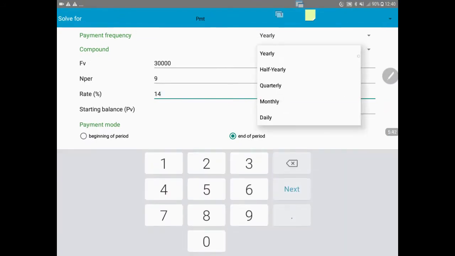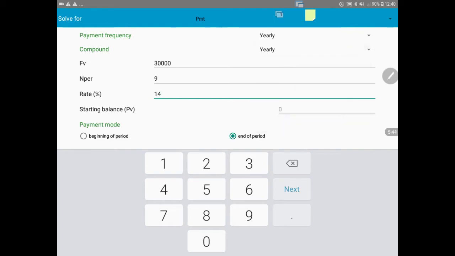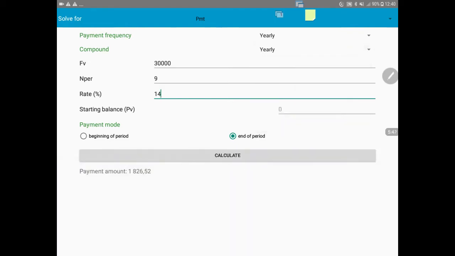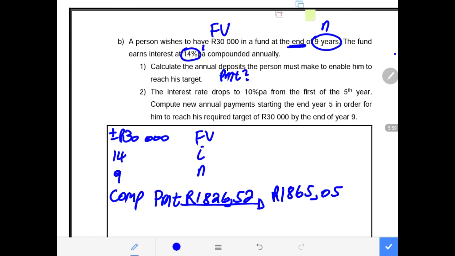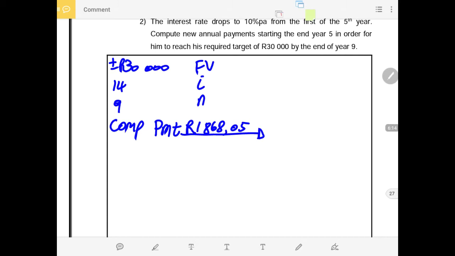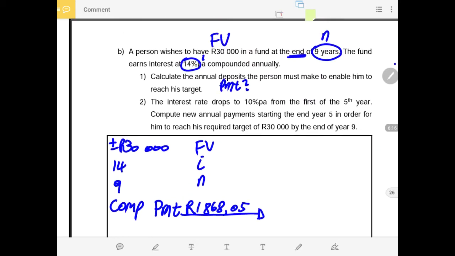Sorry, I made a mistake there. I said half yearly. Maybe you have identified it already. Compounded annually, payment frequency once a year, also annually. So the correct one is 1,865.05. Thanks for that verification. Now we have calculated the payment.